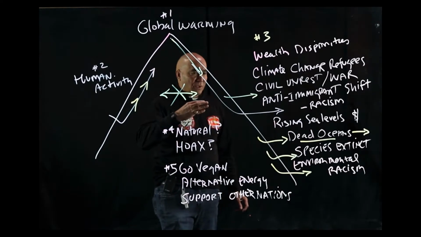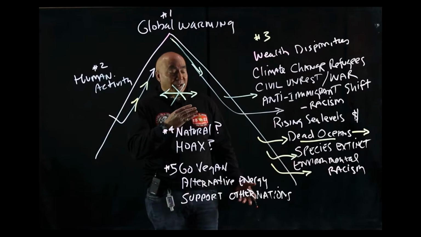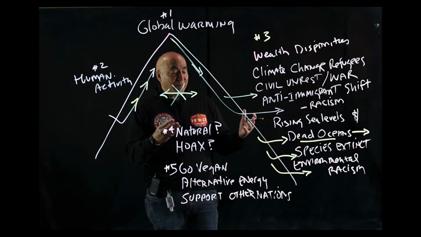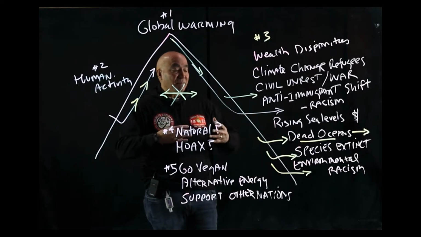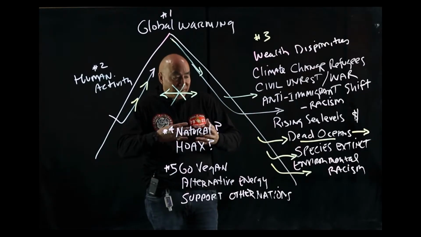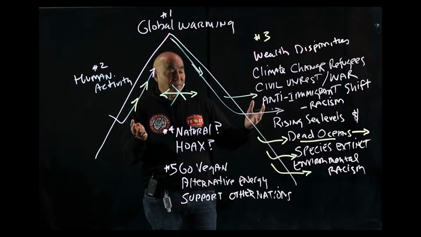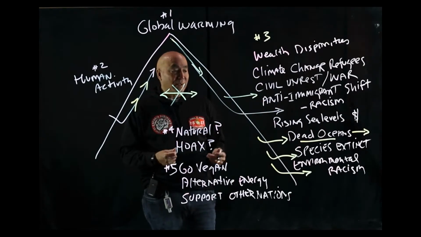But will this lead to environmental racism, where certain areas with poor Black, Brown, and more Indigenous people, they'll just let that consequence exist? Will that be an example of environmental racism?